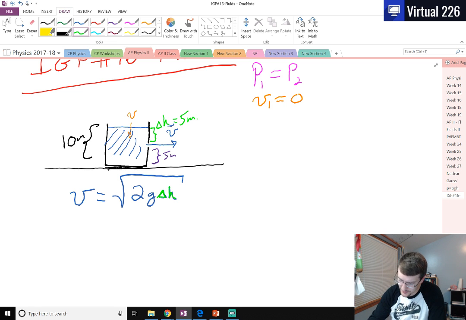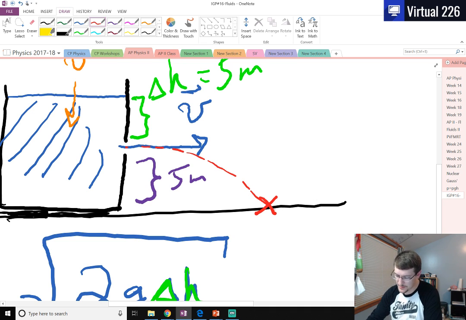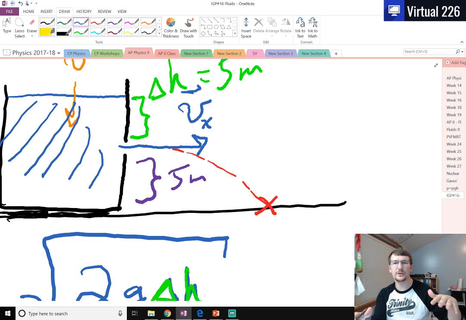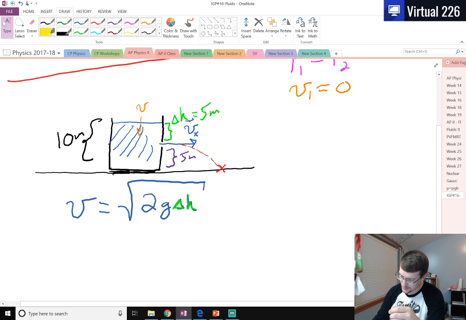Ta-da! Now, the other thing we need to recognize in this problem is that since this water is coming out horizontal, it's going to land on the ground, and it's really an x velocity. So if we start thinking about that, we've got gravity and an x velocity, and what we're thinking about is projectile motion. For projectile motion, we know this x velocity won't be slowed down because, as always, we're ignoring air friction and resistance. What we need to do is figure out the amount of time this object is in the air.